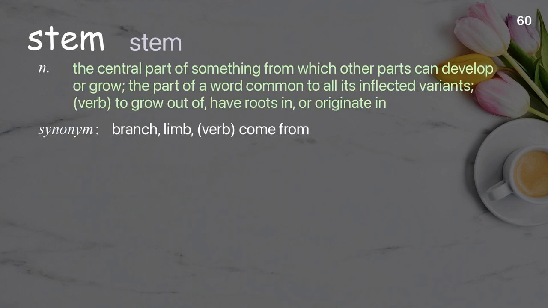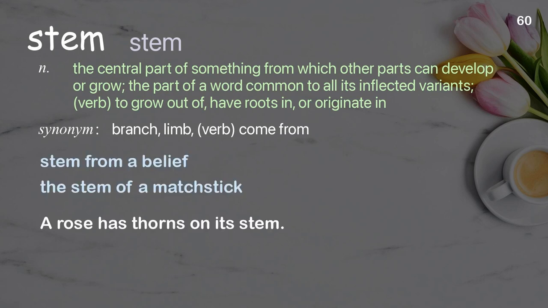Stem: the central part of something from which other parts can develop or grow, the part of a word common to all its inflected variants. Verb: to grow out of, have roots in, or originate in. Examples: stem from a belief, the stem of a matchstick. A rose has thorns on its stem.